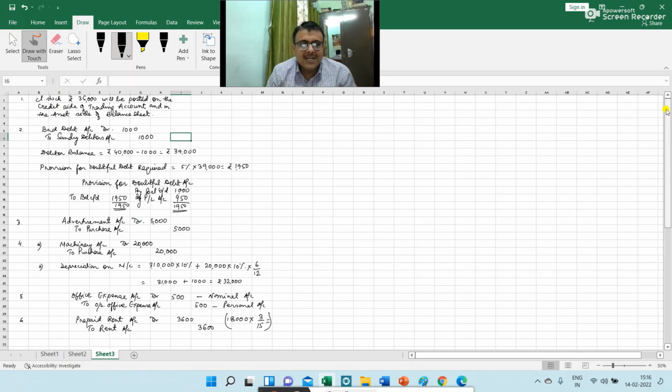So for the understanding of the student, I am again repeating the adjustment entry. So the first adjustment entry is regarding the closing stock. The balance of closing stock will appear on the credit side of trading account and on the asset side of your balance sheet. The next item is regarding the bad debt, the further bad debt of rupees 1,000. So the journal entry that I have passed here is bad debt account debit to sundry debtors.